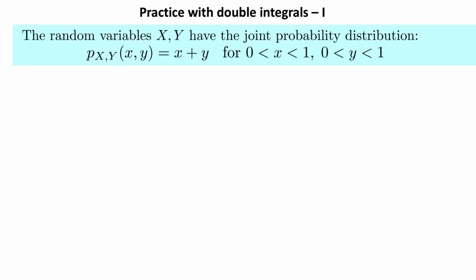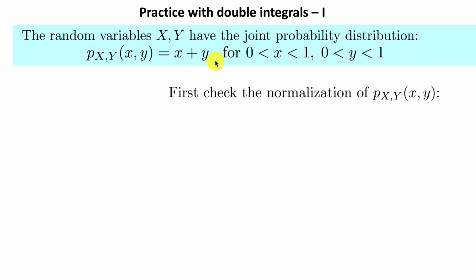As our first simple example, let us take the random variables x and y, which have the joint probability distribution x plus y, where now x is limited in its range. It doesn't take all values. It's in the range 0 to 1. Similarly, y is in the range 0 to 1. First of all, is this joint probability distribution that I've written down actually qualified to be called a joint probability distribution? We'll have to check that. So we must check the normalization of this.